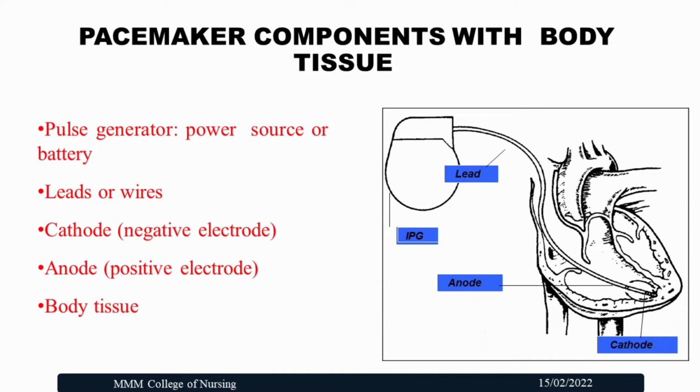Let's see pacemaker components with different body tissues. One is the pulse generator, which is the power source or battery. The pulse generator is a small metal case that contains electronic circuitry with a small computer and a battery that regulates the impulses sent to the heart.